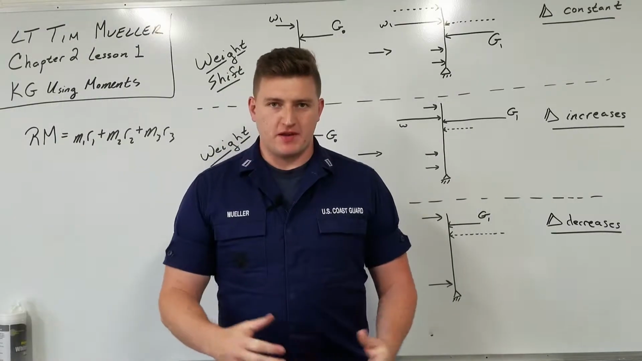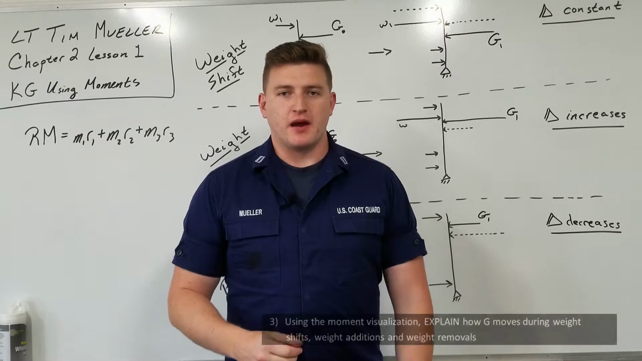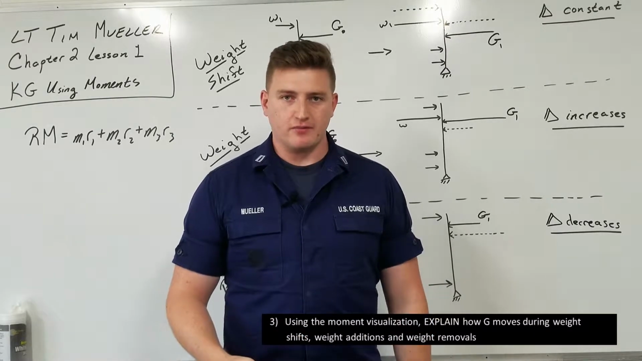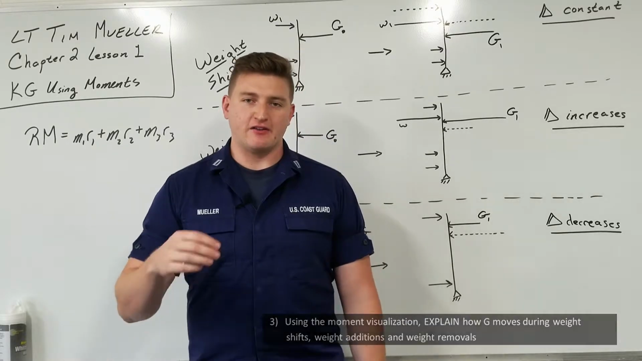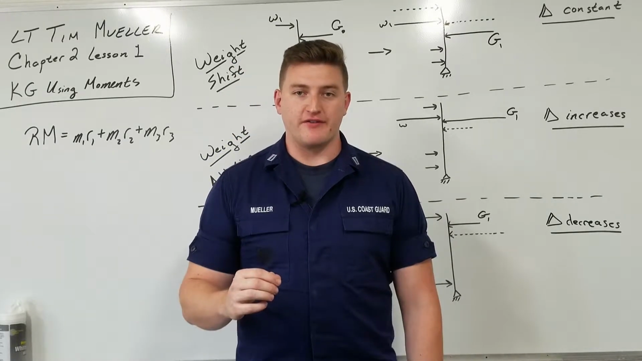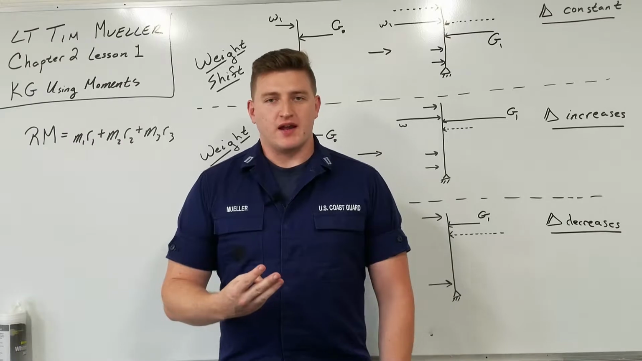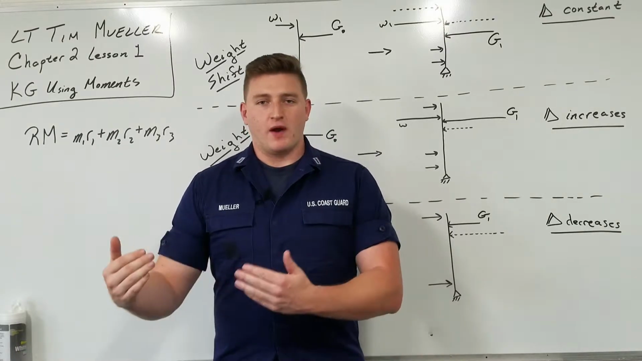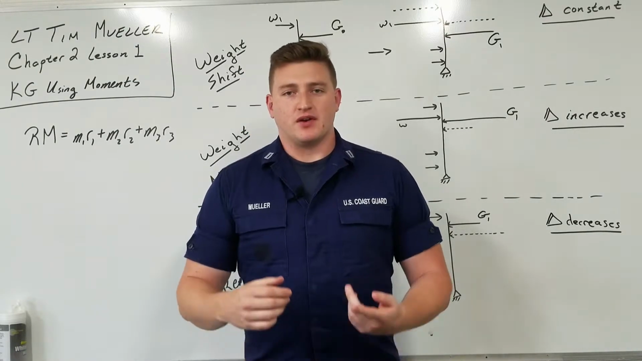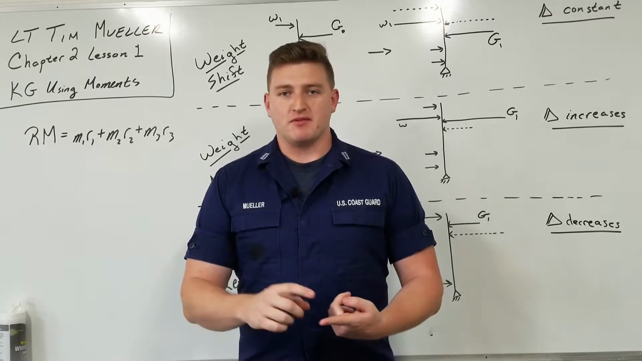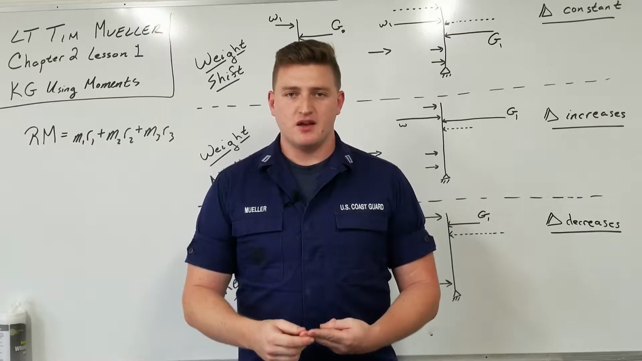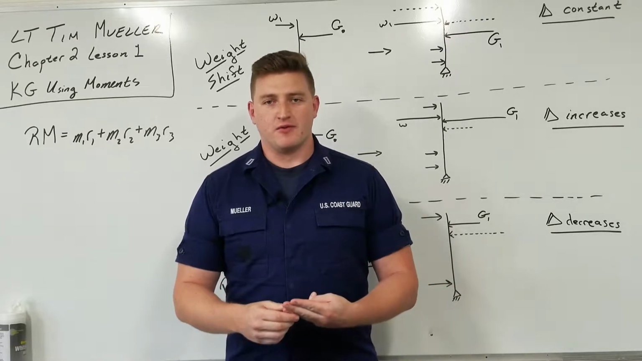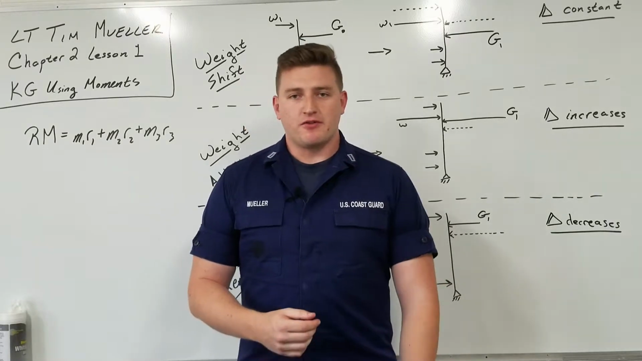All right, so now that we have that basic model down, we're going to start talking about generally how the center of gravity moves. Later on in this chapter, we're going to find out the exact formulas on how to find exactly how far the center of gravity moves. There are 3 different ways you can categorize differences in weight from one displacement to another. You can have a weight shift, where the displacement is constant. You can have a weight addition, where the displacement increases, or you can have a weight removal, where the displacement decreases. We're going to go through all those step by step.